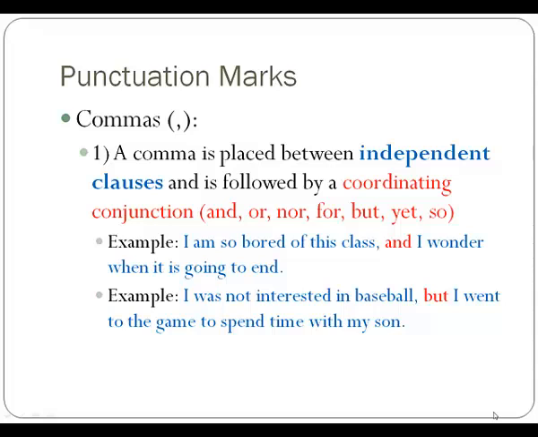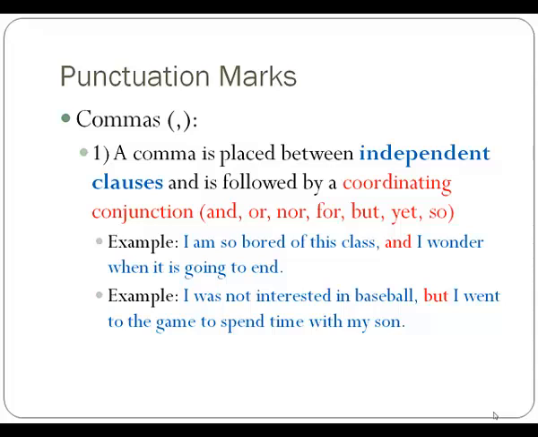Commas. A comma is placed between independent clauses and is followed by a coordinating conjunction: and, or, nor, for, but, yet, and so. And you use these words all the time, but you just didn't know that they were called coordinating conjunctions. So we're just going to use the technical terms.